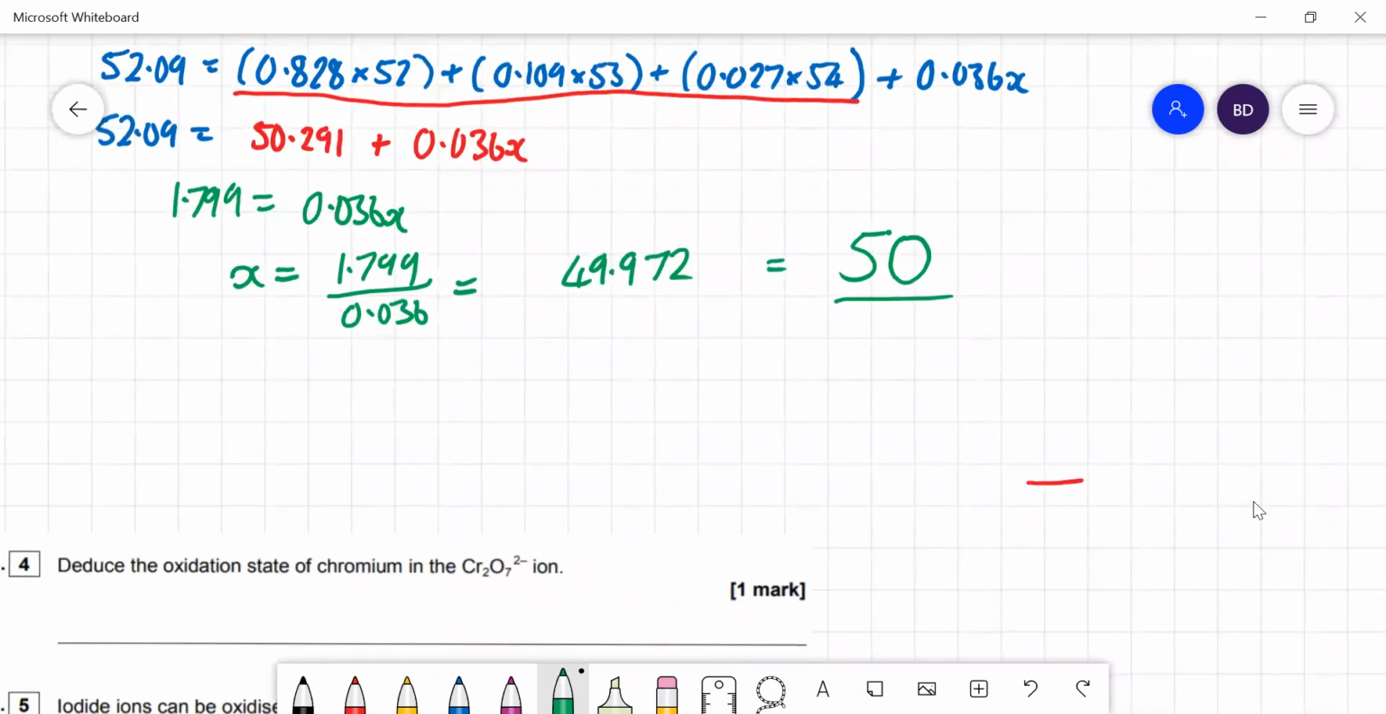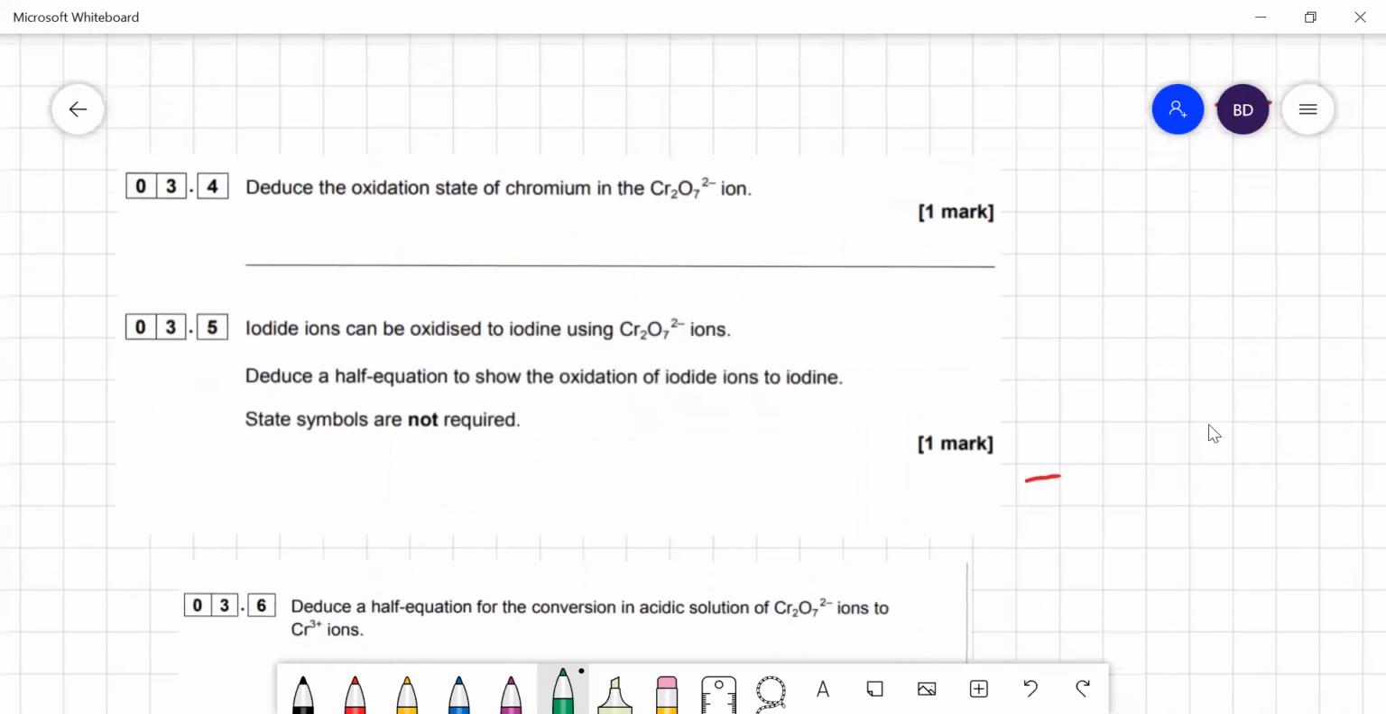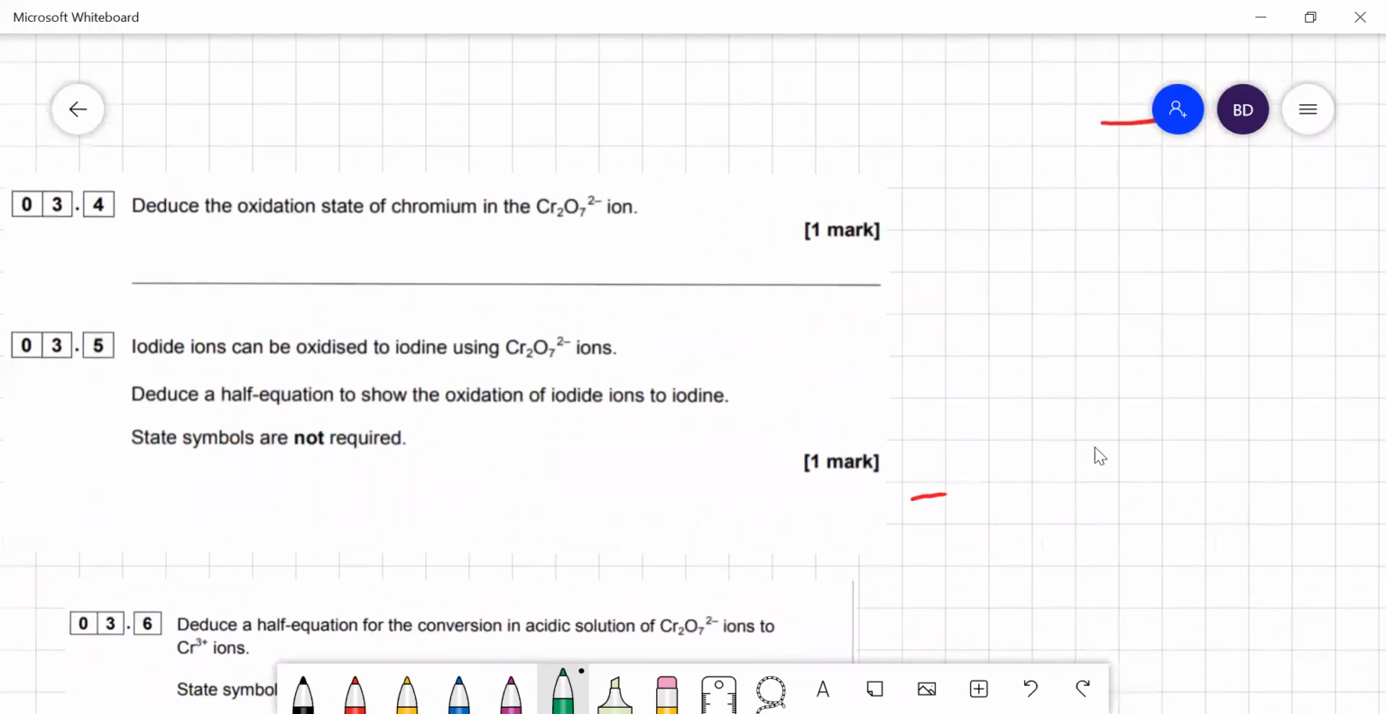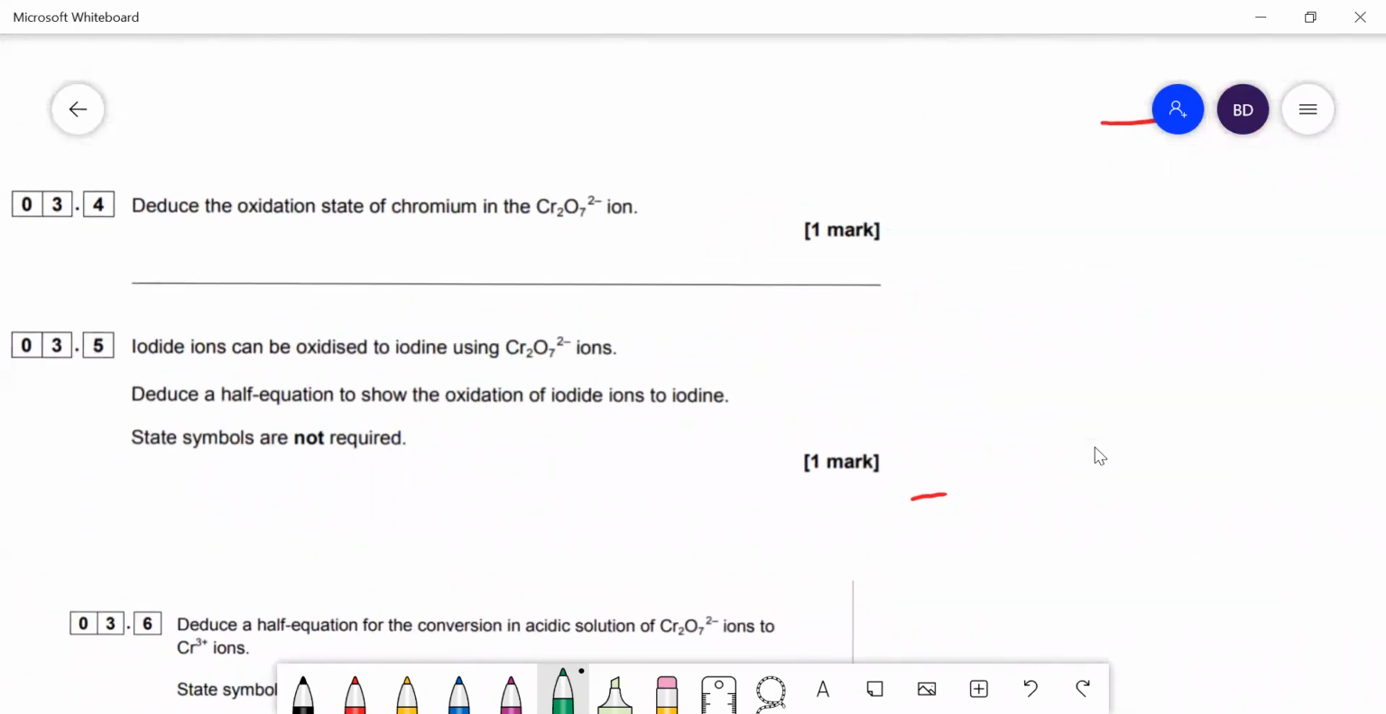Right, redox now. Deduce the oxidation state of chromium in the dichromate ion, this thing here, which you come across a lot in year 13, but you haven't come across in year 12. You come across the oxidation of alcohols. So we're going to use the sum of the oxidation numbers is equal to the charge on the species. What's the charge on this species? It's -2.